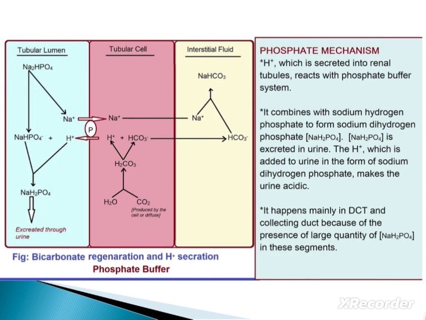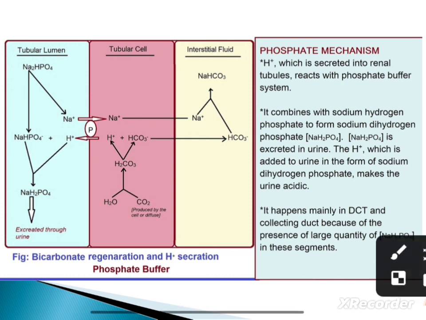Now our last buffer in the kidney that we will discuss is the phosphate buffer system. What happens here? Disodium monohydrogen phosphate appears in the glomerular filtrate in the lumen. This disodium monohydrogen phosphate dissociates into monosodium monohydrogen phosphate and sodium. In the same way, sodium will enter into the tubular cell in exchange for hydrogen. Hydrogen will bind with monosodium monohydrogen phosphate to form monosodium dihydrogen phosphate.